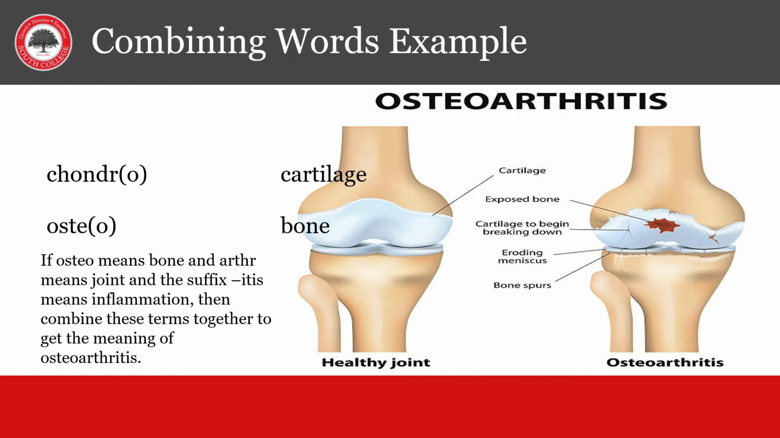If we take the word osteo, which means bones, and then add arthro, which means joint, and then add the suffix itis, then we get osteoarthritis, which is bone joint inflammation, or the most common type of arthritis with destruction of the cartilage.